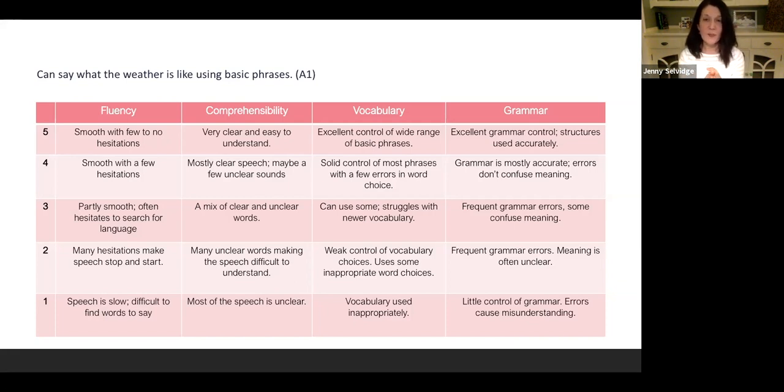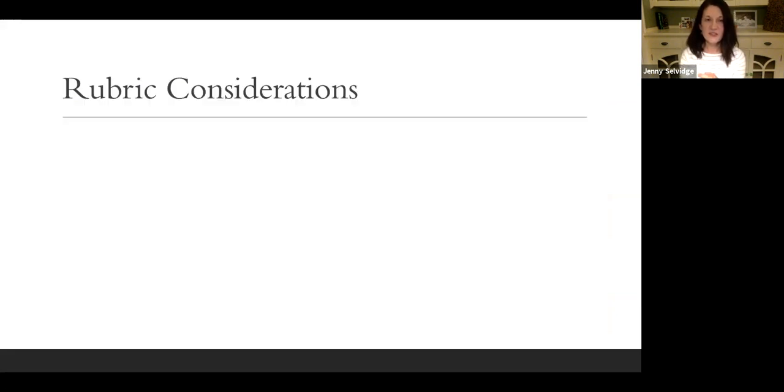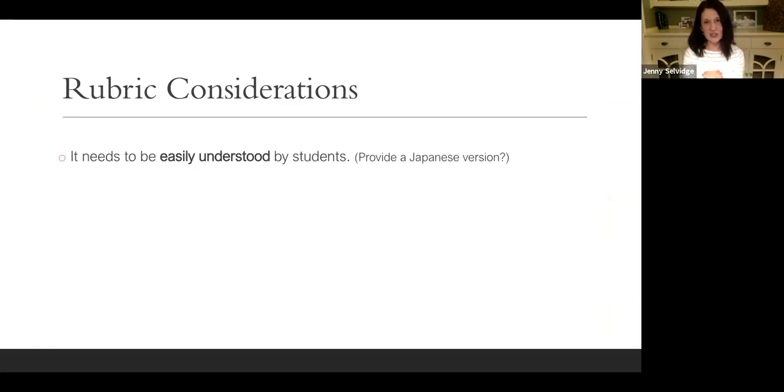So let's think more about our rubric and what we need to think about in the next slide. So first of all, the first consideration, it needs to be easily understood by students. The goal or the task is not for students to understand the English in the rubric. The goal is that they do the speaking task well. So you might consider providing the rubric in Japanese, or at least have a Japanese version that you show them at some point, because they just need to understand it. They don't need to be able to understand it in English. So that would be my first recommendation.